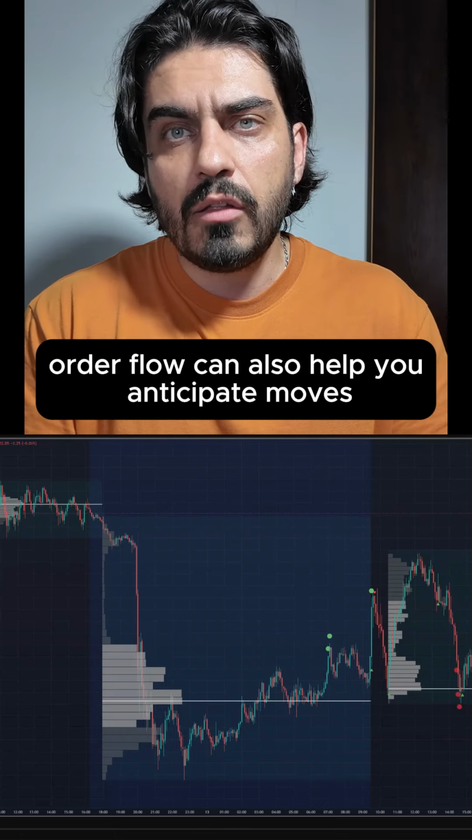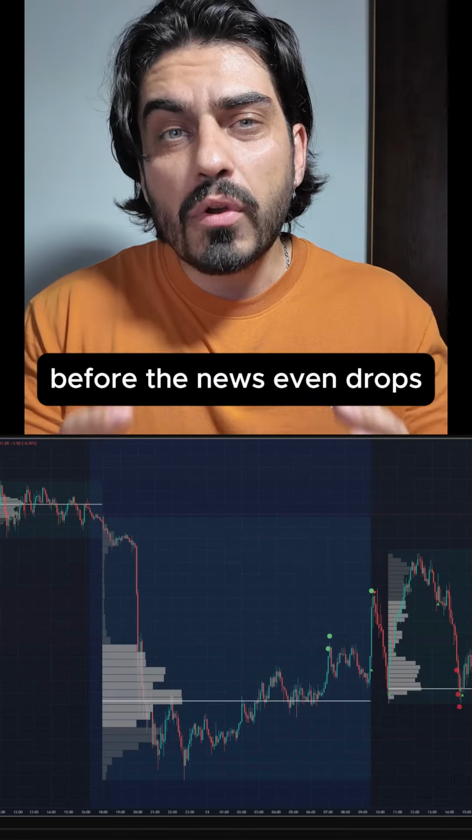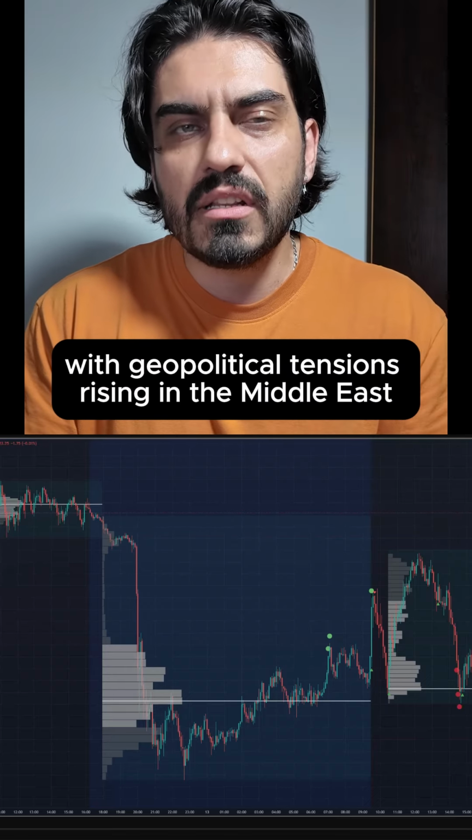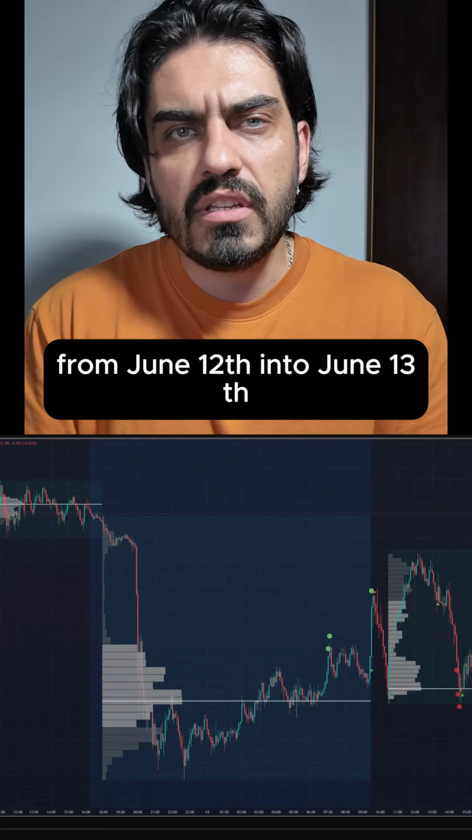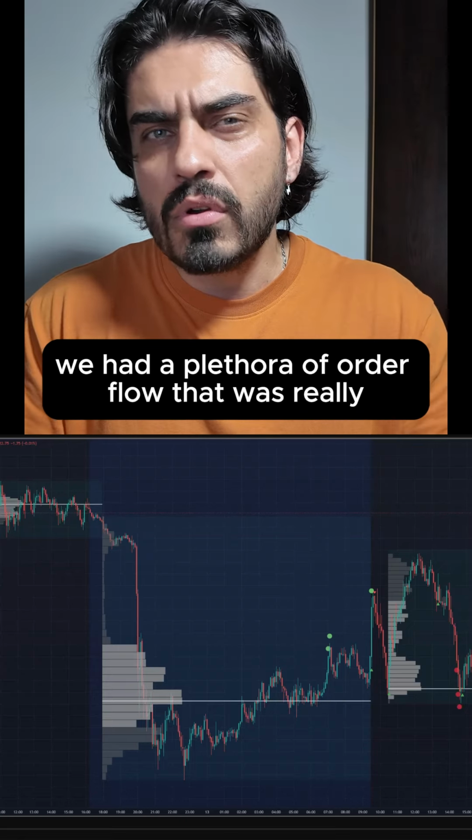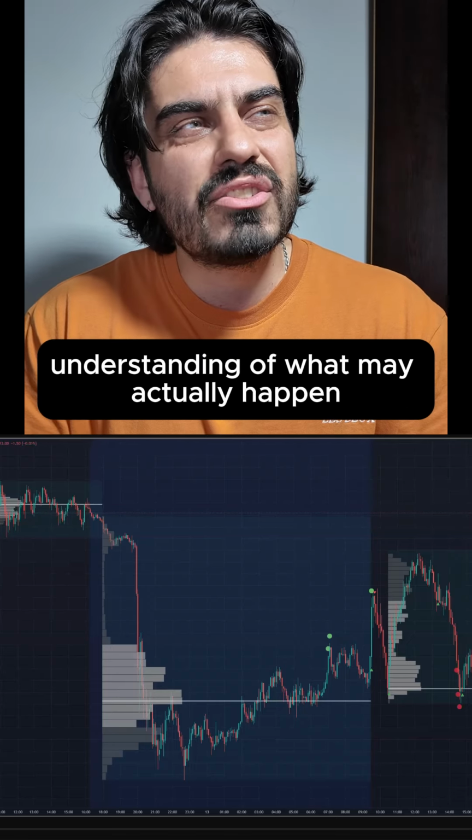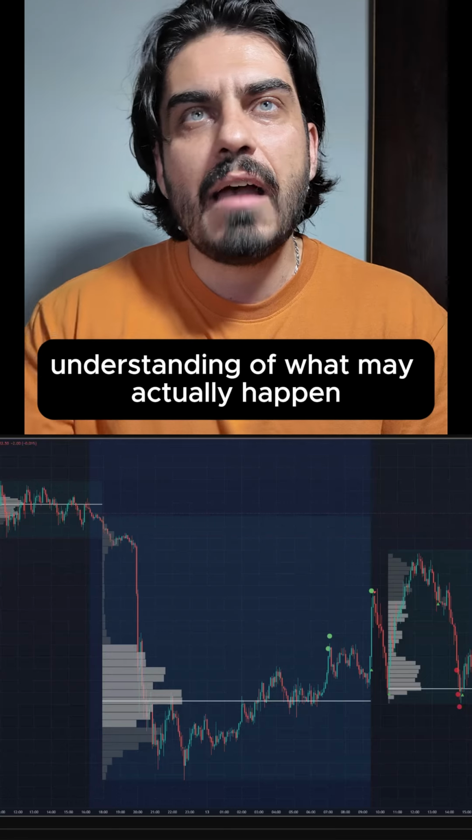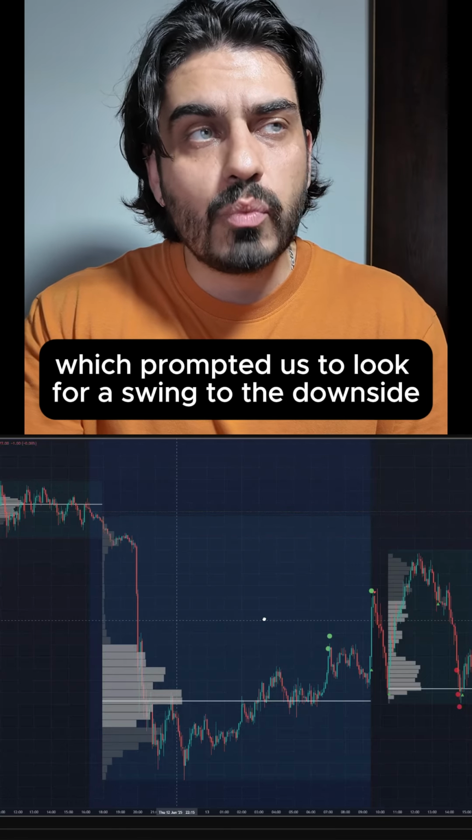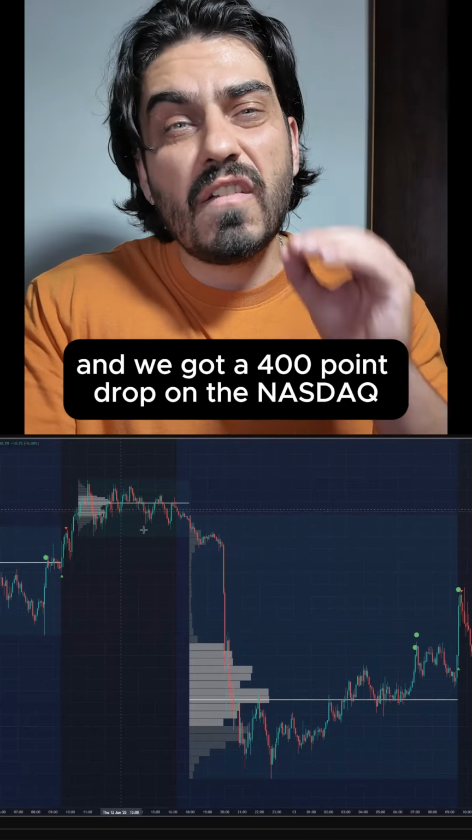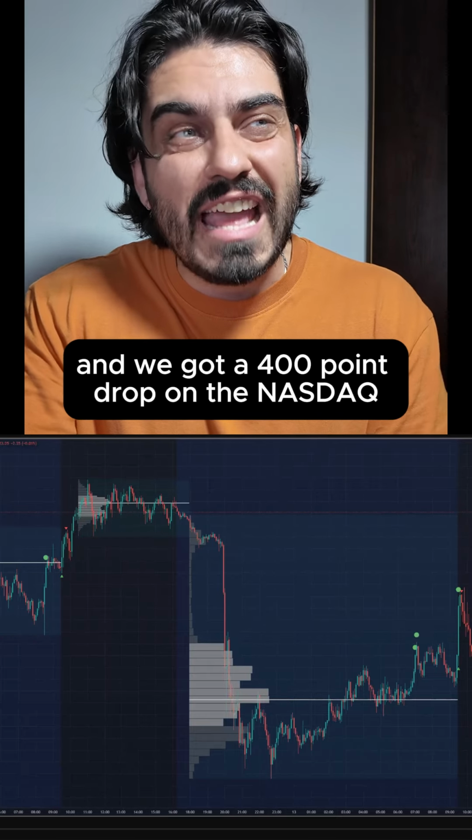Order flow can also help you anticipate moves before the news even drops. Just like we saw with geopolitical tensions rising in the Middle East from June 12th into June 13th, we had a plethora of order flow that was really giving us some kind of suspicious understanding of what may actually happen, which prompted us to look for a swing to the downside without even knowing what the potential news was. And we got a 400-point drop on the NASDAQ.